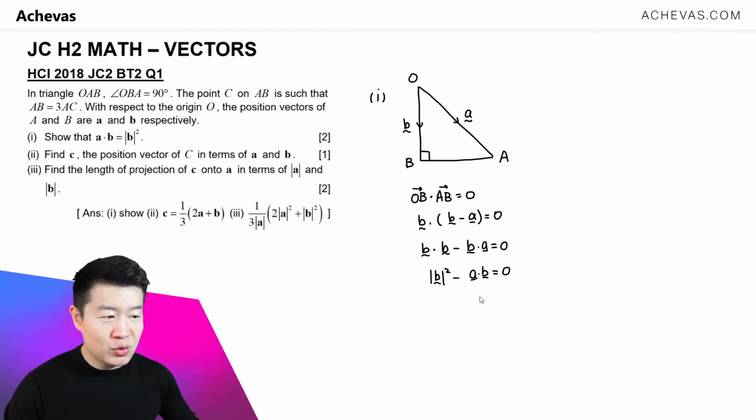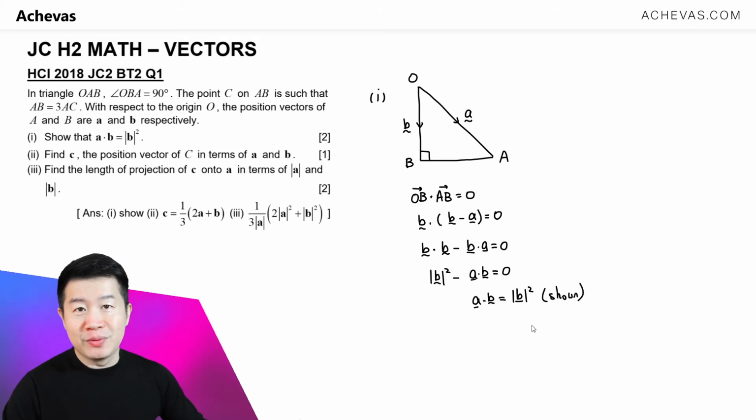And bringing this over to the other side, we will be able to make A dot B the subject. And this is equal to modulus of B squared. And this is what we are supposed to show.